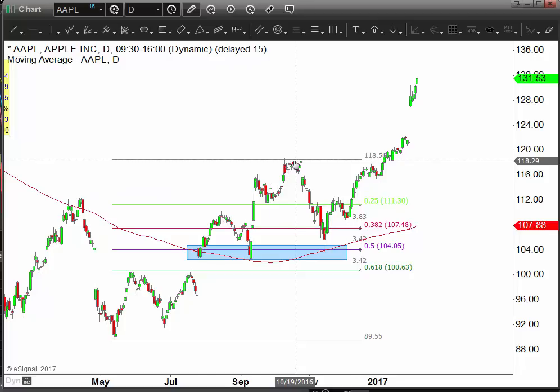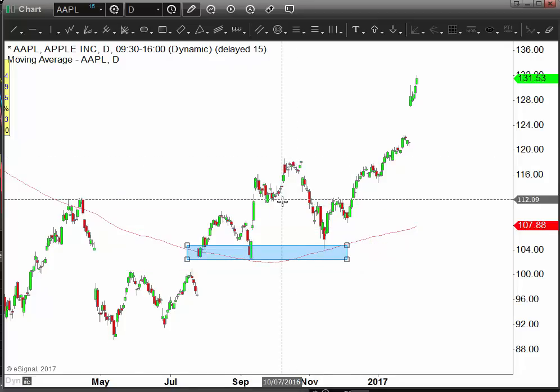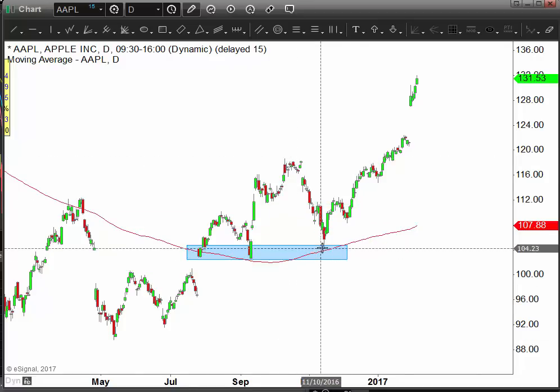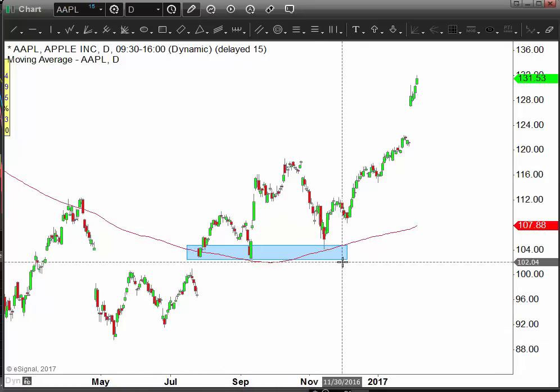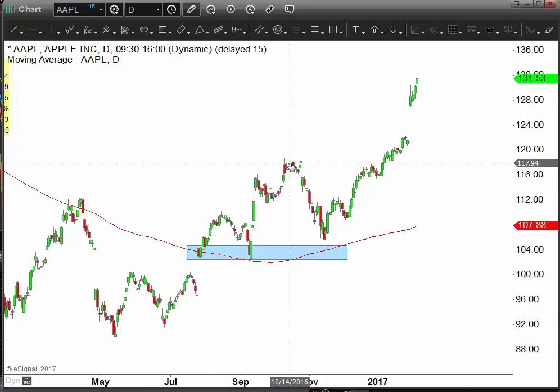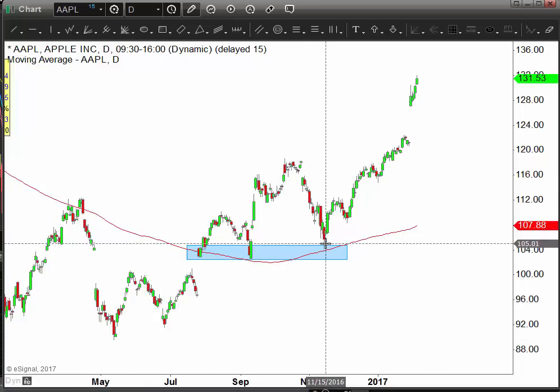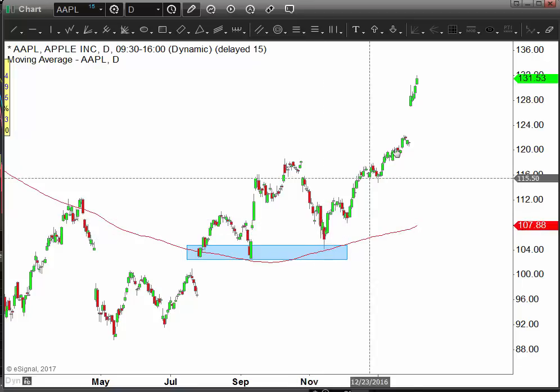So let me get rid of this Fibonacci stuff so you can see it a little better. We've got 3 points coming together all at once: the 200-day moving average, horizontal support, as well as the 50% Fibonacci retracement. Ultimately, you can see we had a very strong bullish reversal, and it was off to the races.